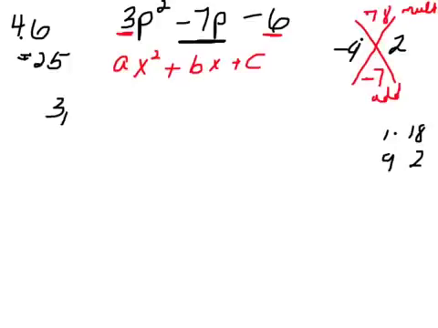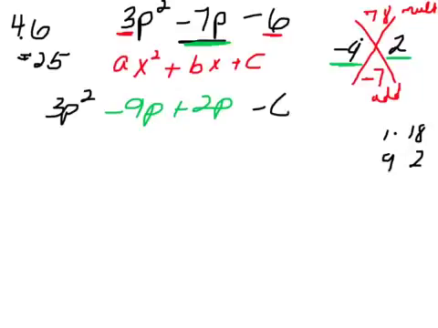So I'm leaving the 3p squared alone, and instead of writing minus 7p, I'm going to replace minus 7p right here with minus 9p plus 2p, because negative 9 plus 2 is negative 7. So I'm going to put negative 9p plus 2p. I'm just rewriting the middle term so I can get 4 terms, and I can do factoring by grouping. Okay, so now what I'm going to do is group these two terms together and these two terms together.